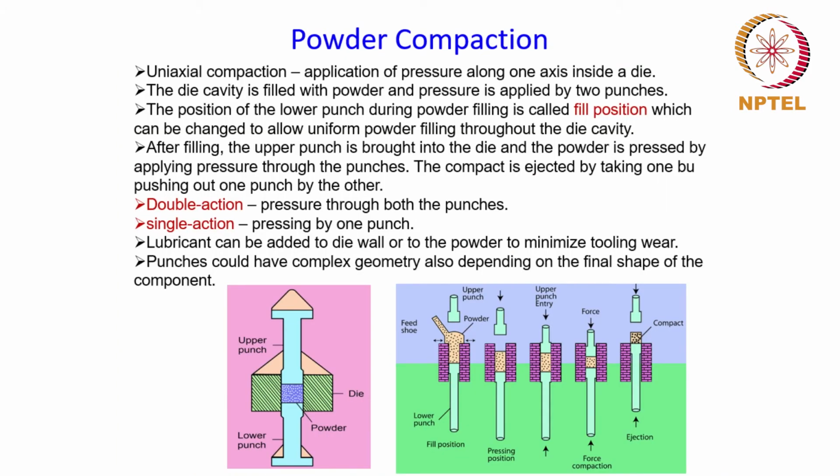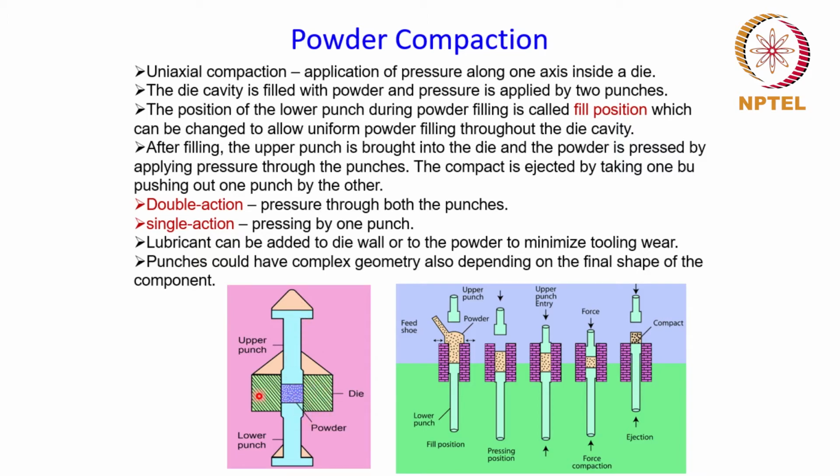So first we are going to start with powder compaction. Conventionally, powders are pressed by uniaxial pressing or uniaxial compaction, which is basically application of pressure along one axis inside a die. Okay. So what is done here is that there is a die and the die cavity is filled with the powder and pressure is applied by 2 punches.